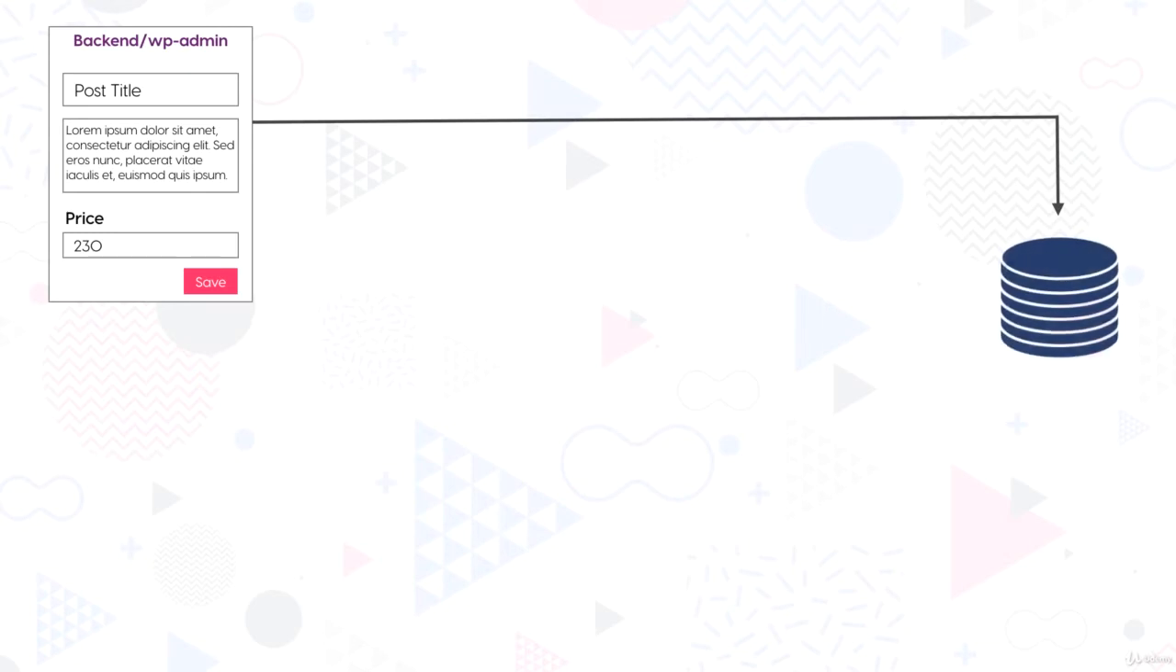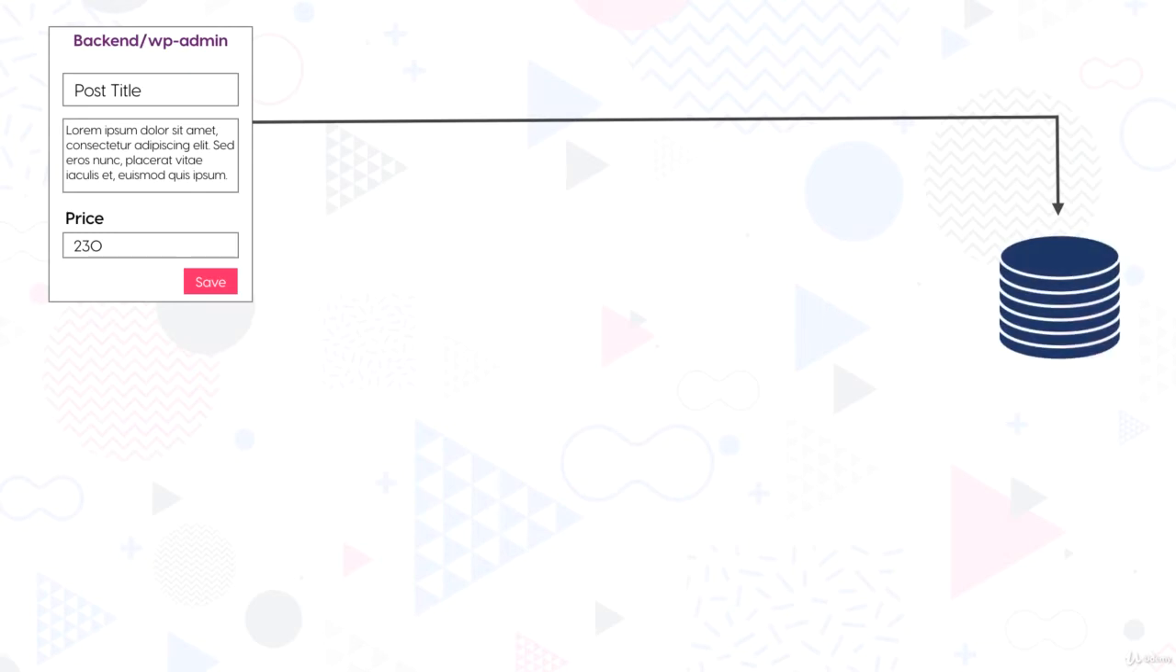So imagine this is the post creation page in the WP admin. So we have our post title and the post content. And also imagine we have a custom field that is called price. And don't worry, we will talk about custom fields later in the course. But briefly, custom fields are just extra fields that we add to our post in order to add more information in our post. So whenever we click save, our data will go into the database.